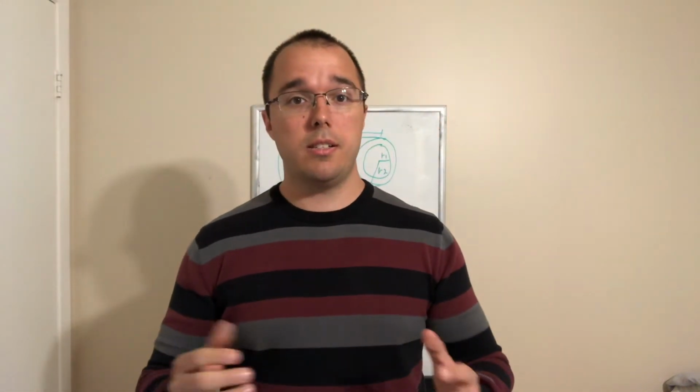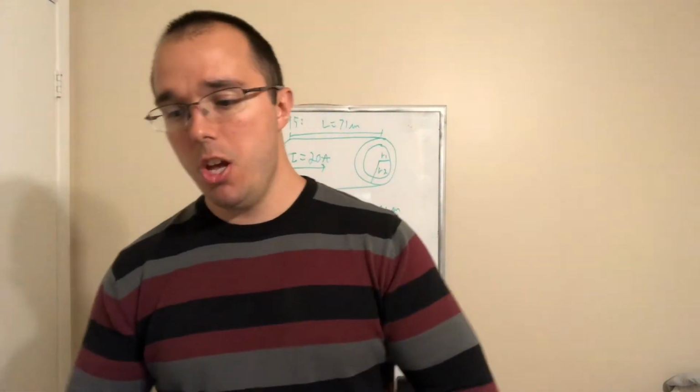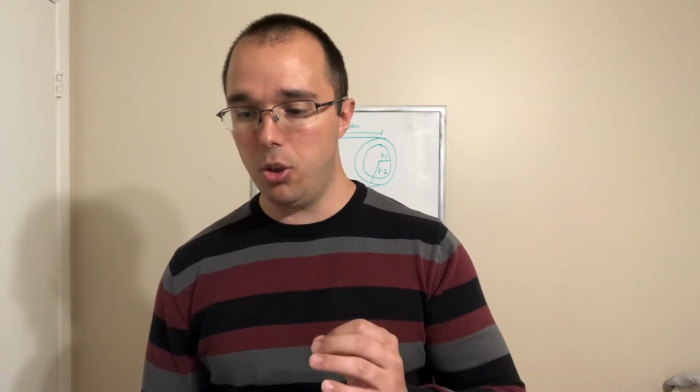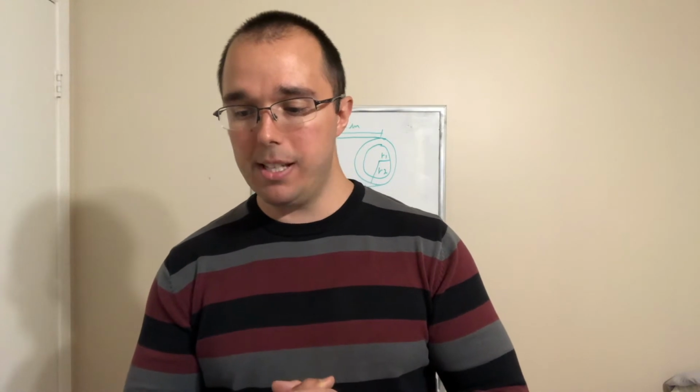All right, this is the last example of chapter 5. It is question 95. Let's read the question first. Question 95: A current of 20 ampere is flowing through a 71-meter long hollow cylinder. The inner radius of the cylinder is 0.8 centimeter and the outer radius is 1 centimeter.